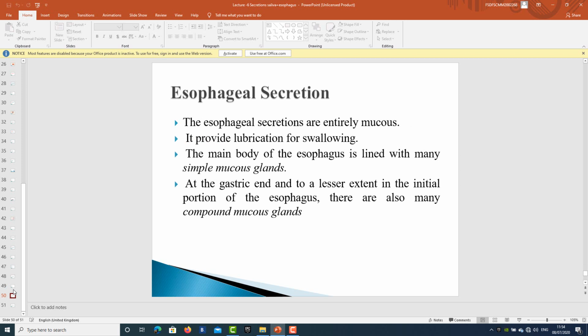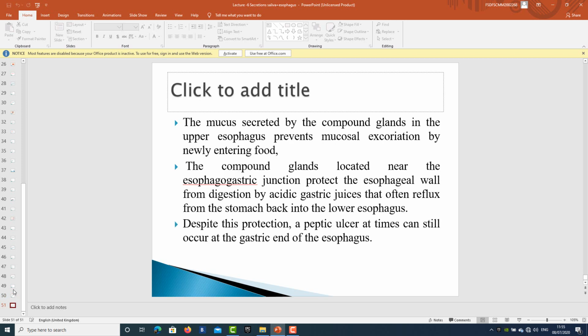Esophageal secretions. The esophageal secretions are entirely mucus. Their function is to provide lubrication for swallowing. The main body of the esophagus is lined with many simple mucus glands. At the gastric end, and to a lesser extent in the initial portion of the esophagus, there are also many compound mucus glands. The mucus secreted by the compound glands in the upper esophagus prevents mucosal excoriation by newly entering food.